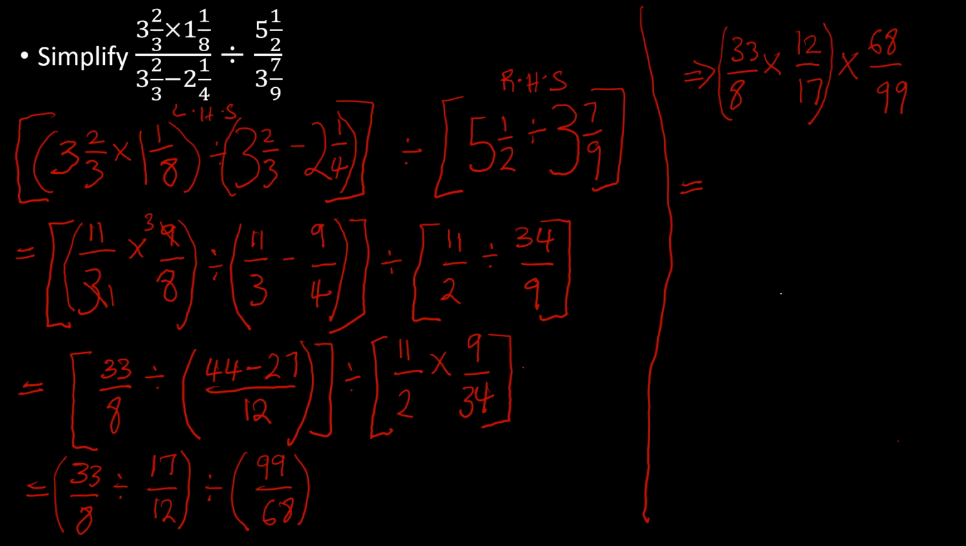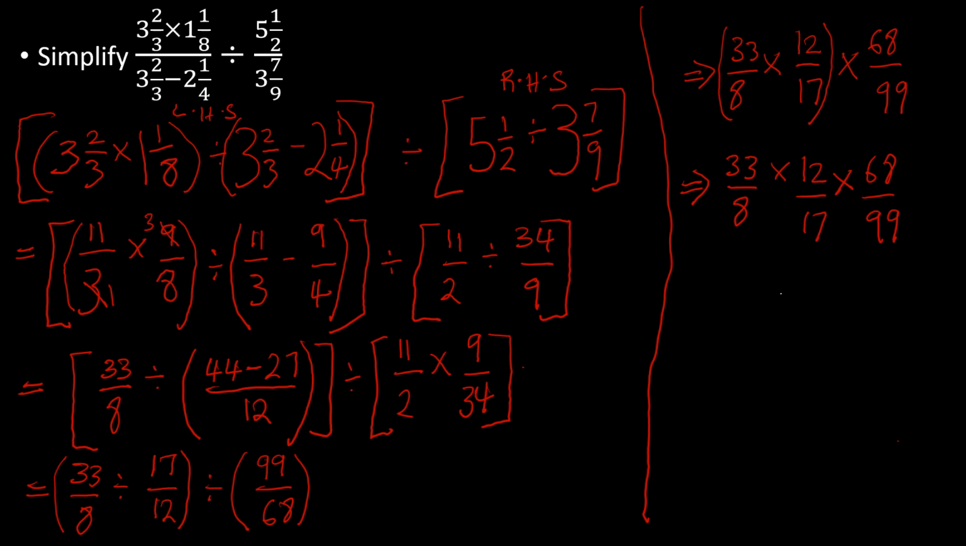We can actually write this out in a simple, uncomplicated form as this: 33 over 8 times 12 over 17. Since we have the same arithmetic operators on both sides, we can simply write it out without the bracket because the operator precedence is the same. So we have 68 over 99.